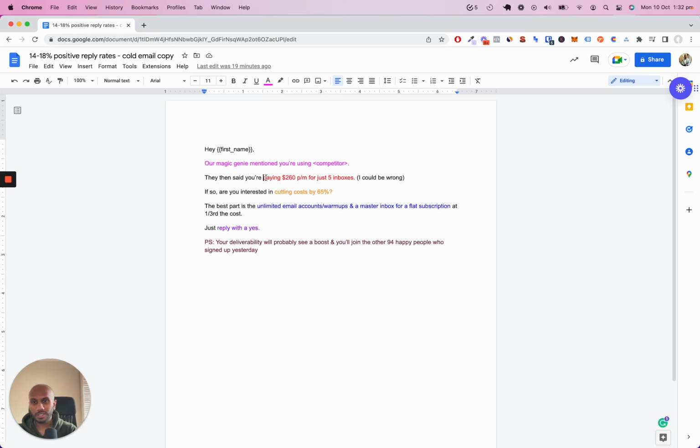Now, the second piece, I've gone ahead and highlighted a key pain point, which is then going to complement our value proposition, is I've taken and pressed on the amount that they're spending for a certain number of inboxes. Again, this was scraped using Built With, and I was able to go ahead and use some basic scraping to go ahead and find the pricing of our competitors.